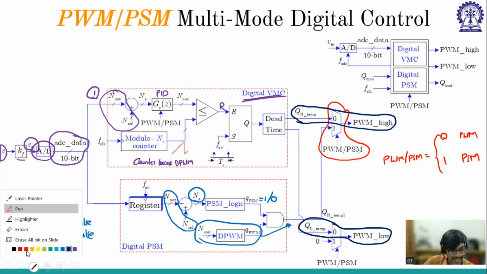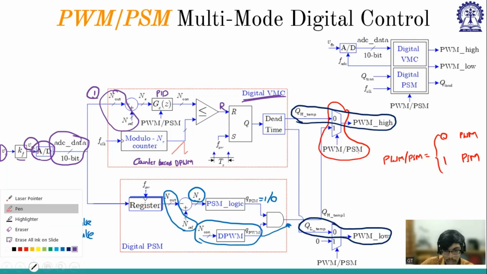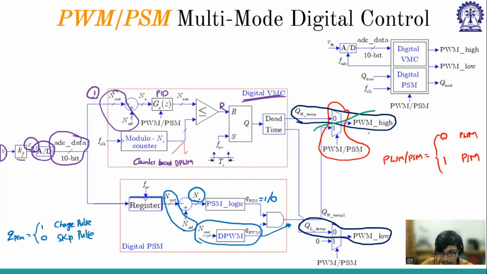Now, what if it is 1? Let me use a different color. If it is 1, then it will take the high side from the PSM, and similarly here it will take the high side, and here it will take the low side, and the low side is 0 because it is always off. We are not giving any pulse to it, so it is 0. And this bit, PWM or PSM, will decide whether we are getting the data from the PWM or from the PSM. So is this point clear until this point?